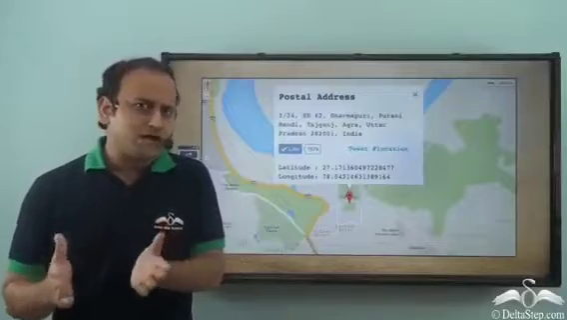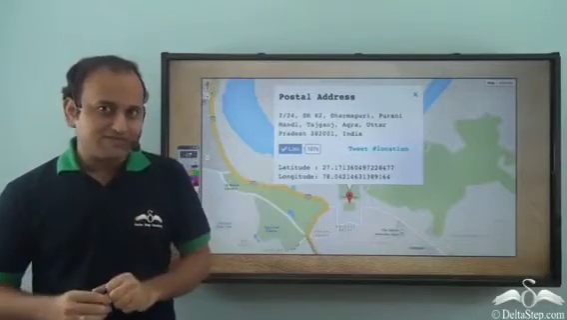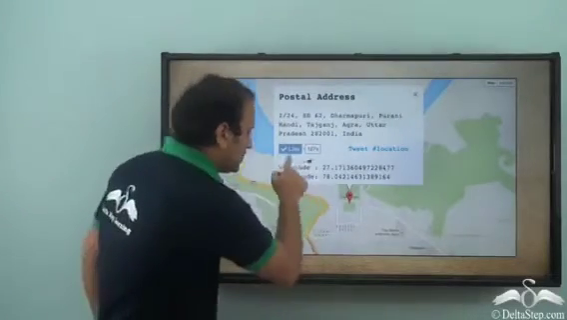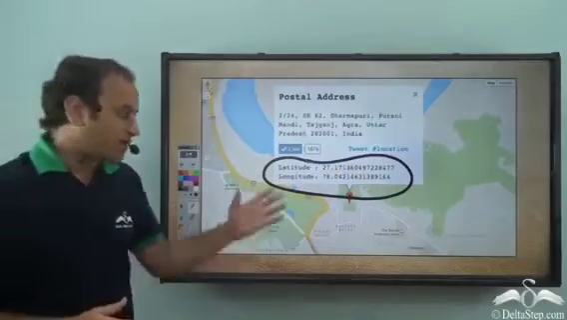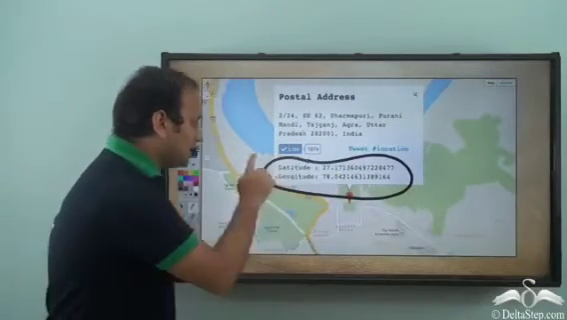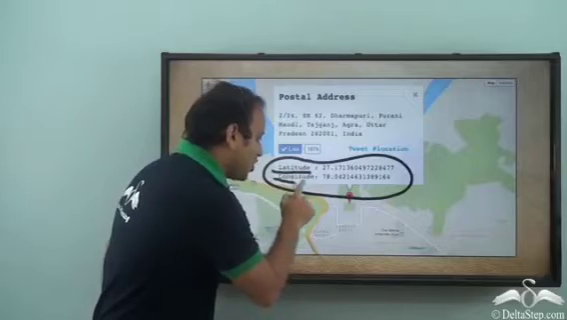Similarly, Google Maps has stored a lot of numbers for every place. So whenever you mark a place on Google Maps, it pulls out a unique number for that particular place. Now, what are these numbers? These are the latitudes and longitudes.